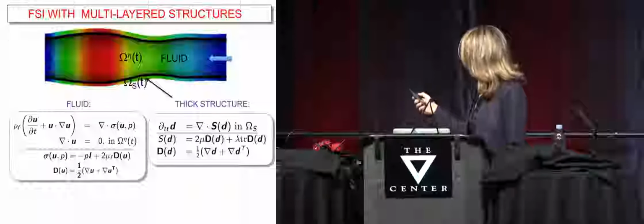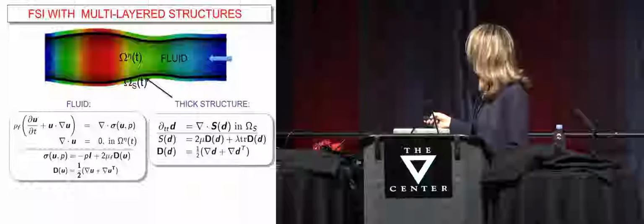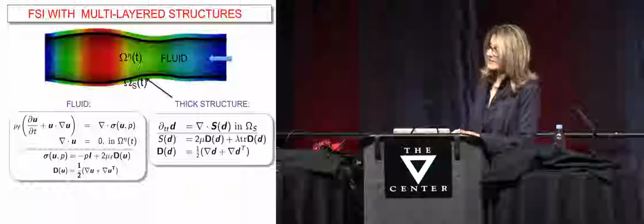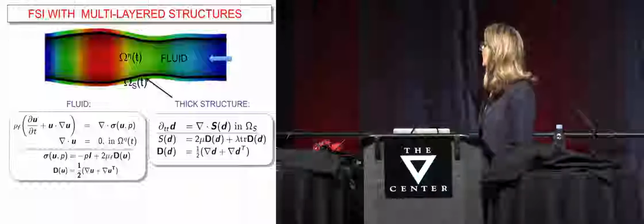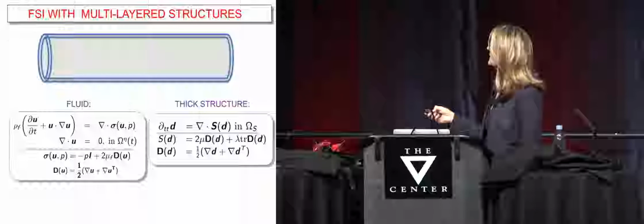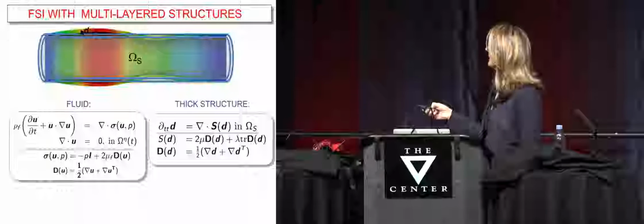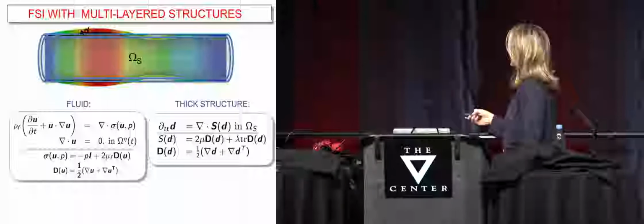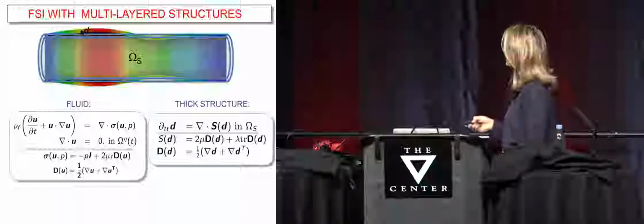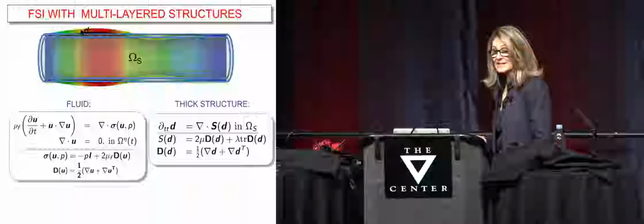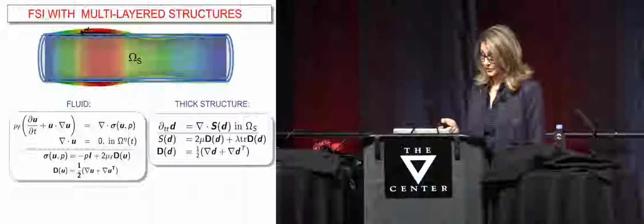In contrast, however, the structure equations are defined on a fixed reference domain, the so-called Lagrangian formulation, which is, in this case, a straight cylinder, omega s. And so I have my structure equations defined. So D here is the displacement from the reference configuration, omega s. And so I have my structure equations defined in the fixed domain, where S is the first Piola-Kirchhoff stress tensor for linearly elastic structure, given by this relation, where mu and lambda are the Lamé coefficients of elasticity, describing the elastic properties of that structure.